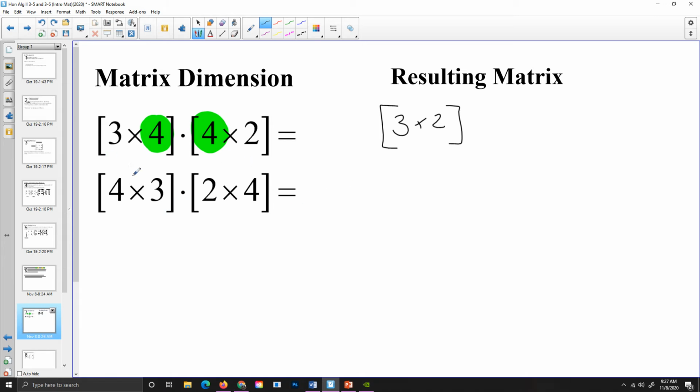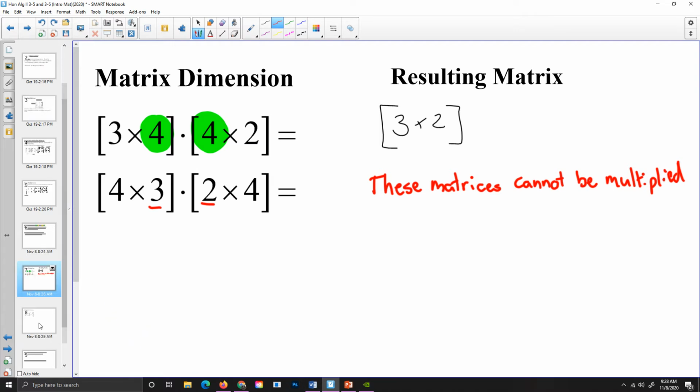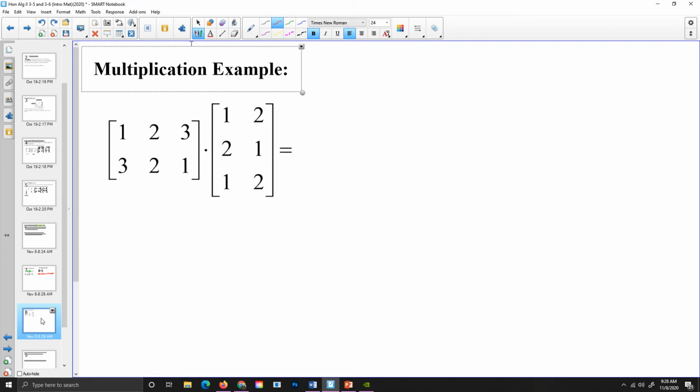And if I just flip these two, what's going to end up happening is since this value and this value are not the same, there is no matrix. So these matrices cannot be multiplied.